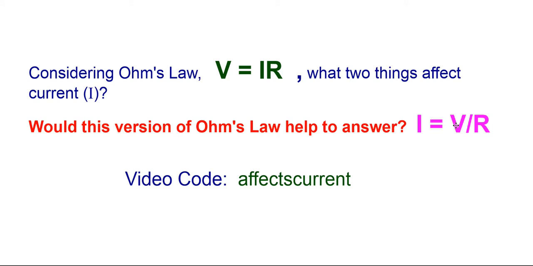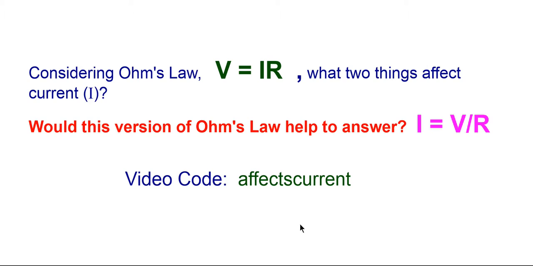Well, it's not rocket science, is it? Voltage, V. If you change that number, you would change that number. Same thing for resistance. If you change R, you'll change that. So the two things that can affect current are voltage, V, and the resistance, R.